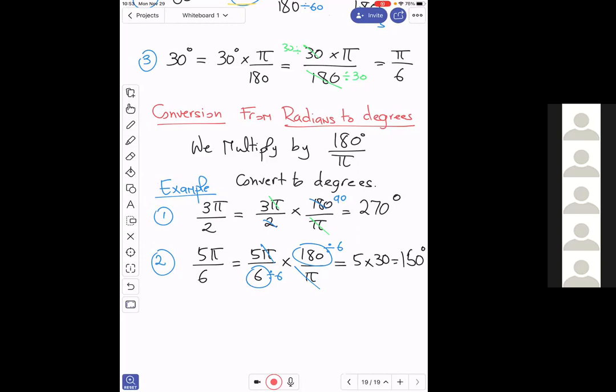Any questions, guys? So to go from degrees to radians, you multiply by pi over 180. The pi is in the top. If you go from radians to degrees, it's 180 over pi. The pi would be in the denominator.